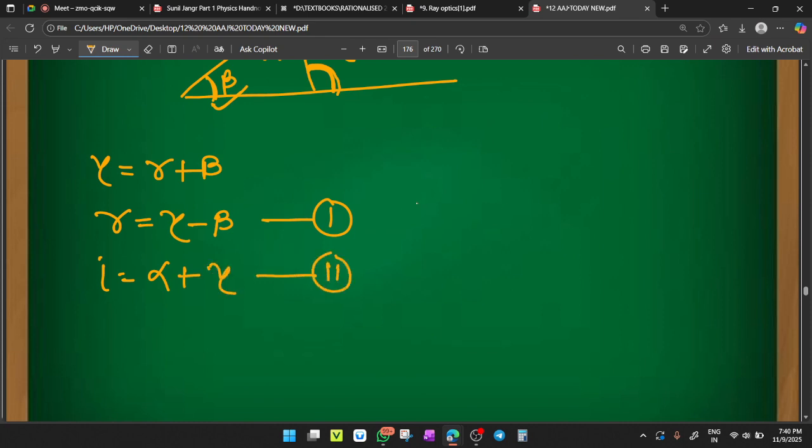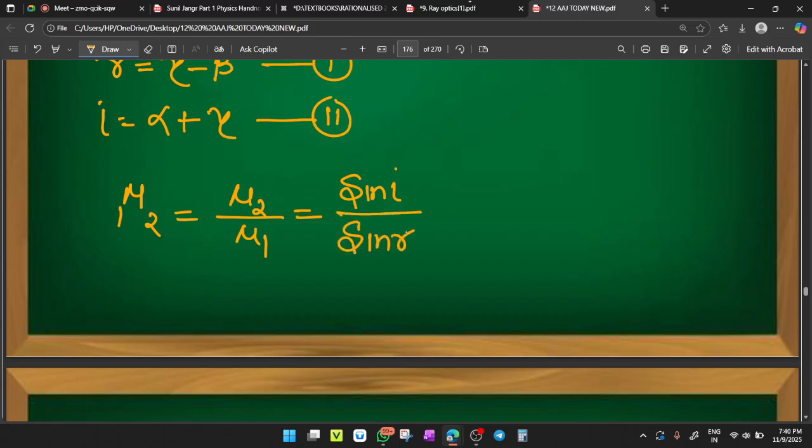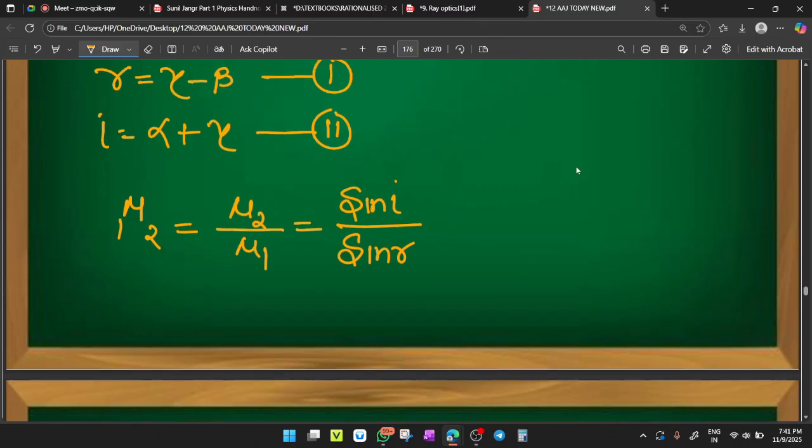Equation number 2. Now we know the refractive index, as the light ray is coming from one medium, the outside medium, to the second medium, 1 to 2, then 1 mu 2 is equal to mu 2 by mu 1 equals sine i upon sine r. Clear or not clear? So 1 mu 2 equals sine i upon sine r.